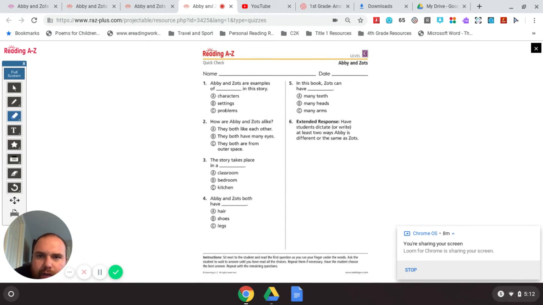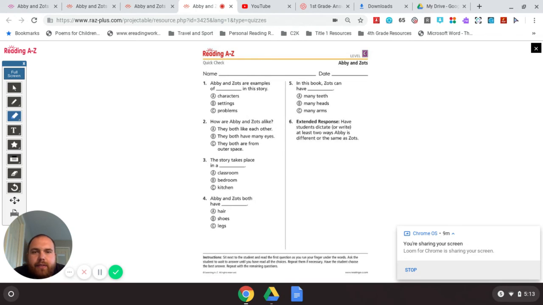Abby and Zats are examples of blank in this story. Characters, settings, or problems. How are Abby and Zats alike? They are both like each other. They both have many eyes. Or they both are from outer space. 3, the story takes place in a classroom, bedroom, or kitchen. Abby and Zats both have hair, shoes, or legs. In this book, Zats can have many teeth, many heads, many arms.